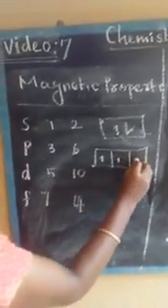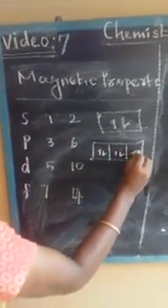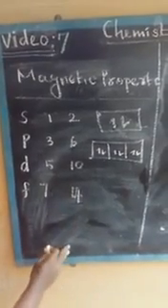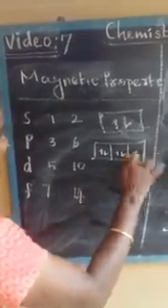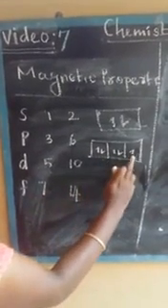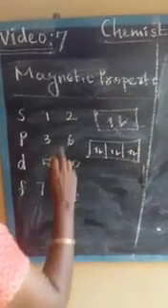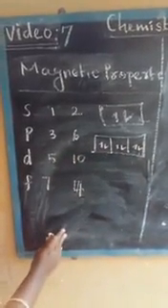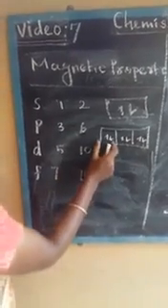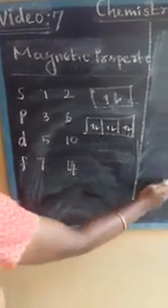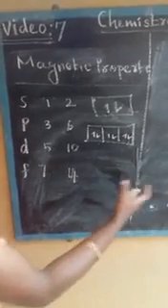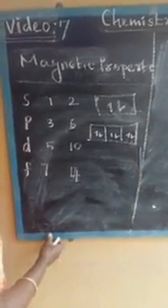So 1, 2, 3, 4, 5, 6. So this one is pairing. Maybe if that is 5, then this one is denoted as the unpaired electron. If it is 6 electrons, this one is pairing. So second concept: according to this, they are saying there is no magnetic field.